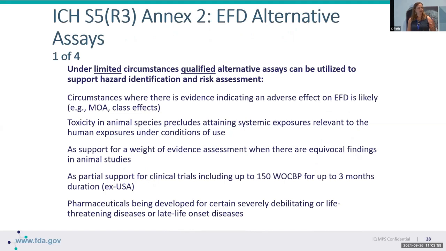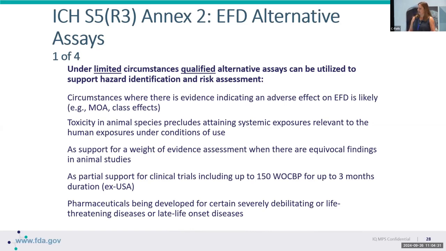So if you're not familiar with this guidance, I highly recommend you take a look at it, especially Annex 2. Annex 2 is a pretty detailed, step-by-step guideline, a qualification framework for developing an alternative assay to look at embryo-fetal risk. It does not specifically point out or recommend specific assays. It's more of a general guideline.